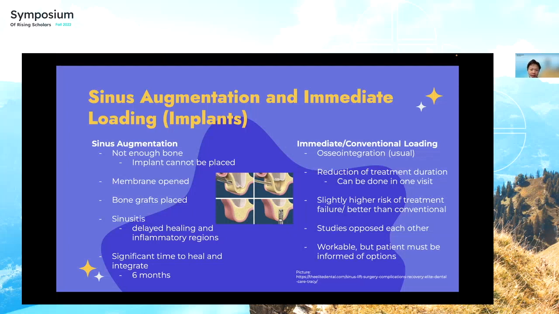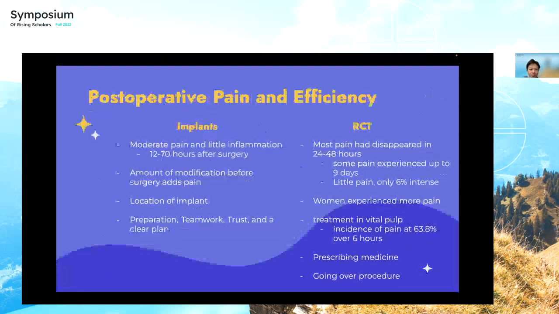Although it seems very pleasurable, there were many articles debating which one was better. One would say that conventional was better, and another would say that immediate was better. But the success rates in those articles were very high, and there was only a 2% differential margin in success rates. It shows how both are workable, but patients still need to be informed of all their options.